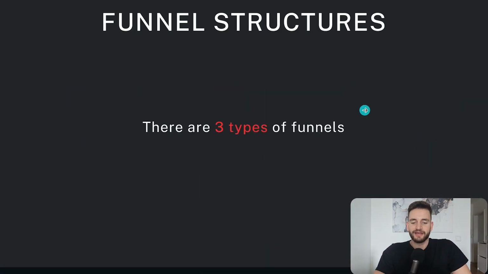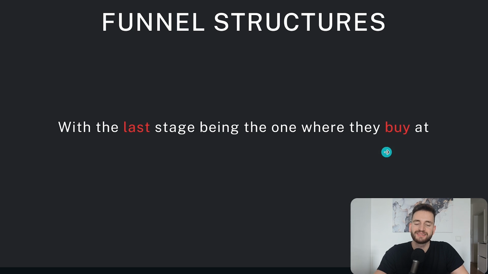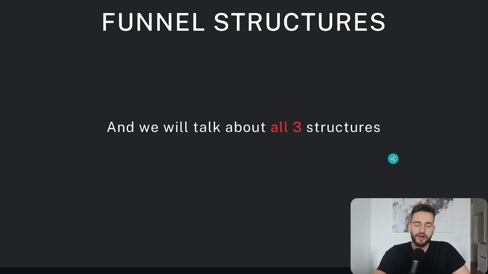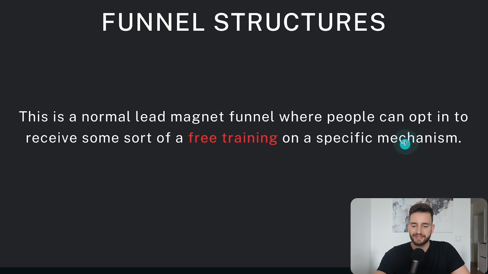So there are 3 types of funnels, and all of them are used to drive viewers or leads through specific stages, with of course the last stage being the one where they buy. And we will talk about all 3 structures for each individual type of funnel, starting with the first funnel, number 1, the lead magnet funnel, guys.